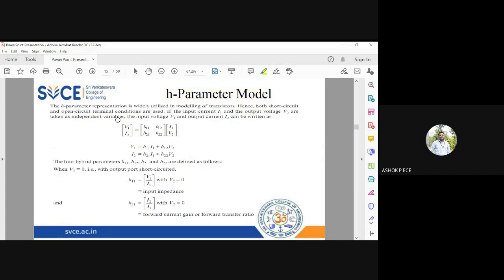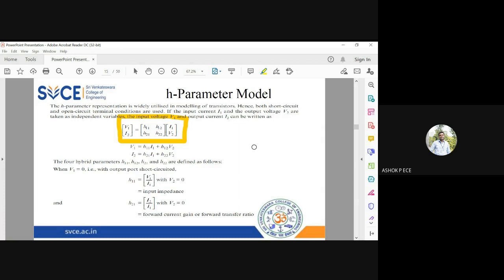So this equation you should remember. This is the basic H parameter model for any two-port network, not just for a transistor. This is the basic H parameter model equation for any transistor, any two-port network. Usually V1 and I1 are the input parameters, right? V1 is the input voltage, I1 is the input current.